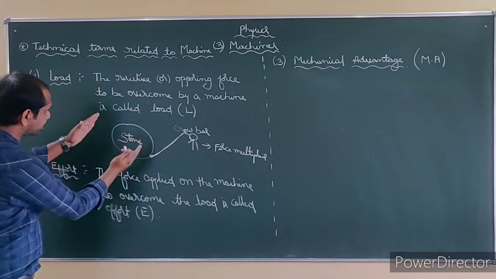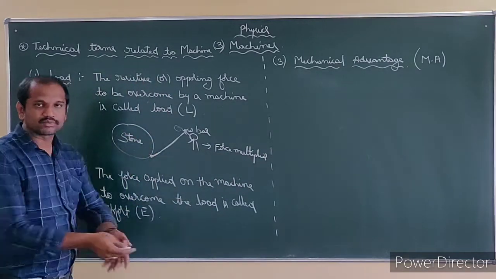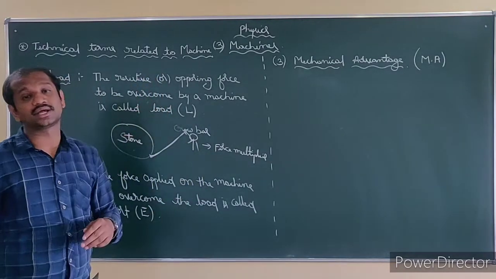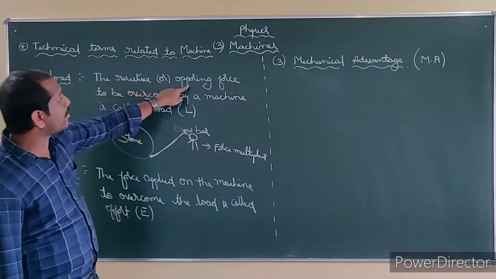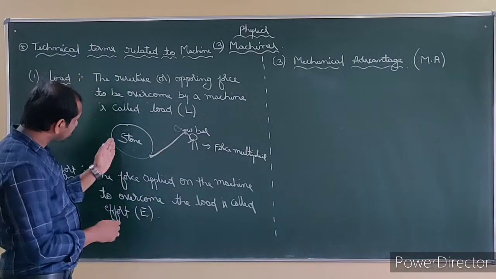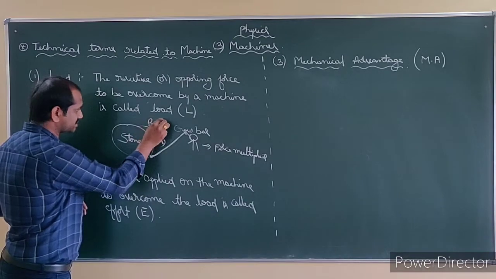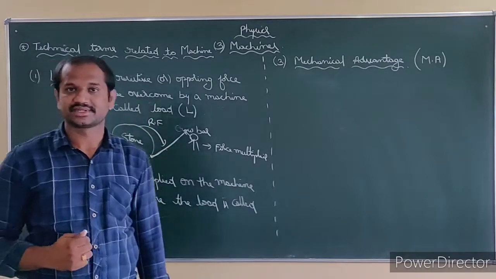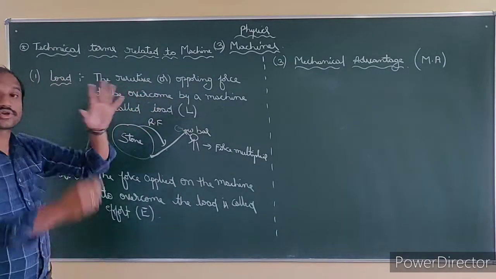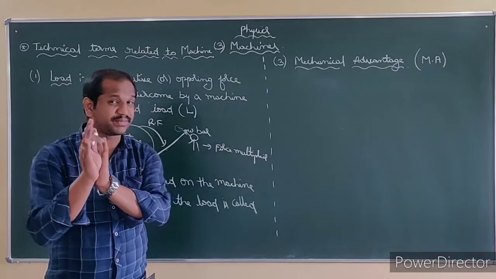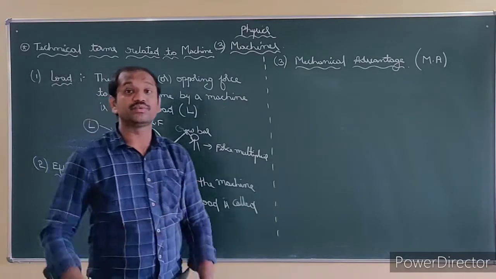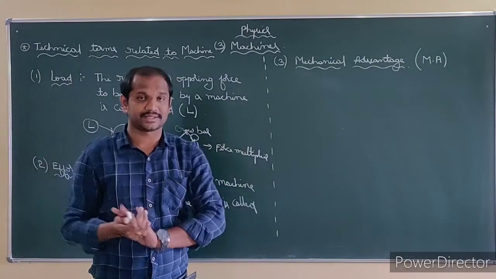But the resistive force opposes you when you are moving the stone. It applies an opposing force on the machine. That is the resistive or opposing force to be overcome by the machine. Even if the stone applies a resistive force, the machine will overcome it. The resistive or opposing force to be overcome by a machine is called the load. Keep this in mind: load is always applied by the body which we are moving.